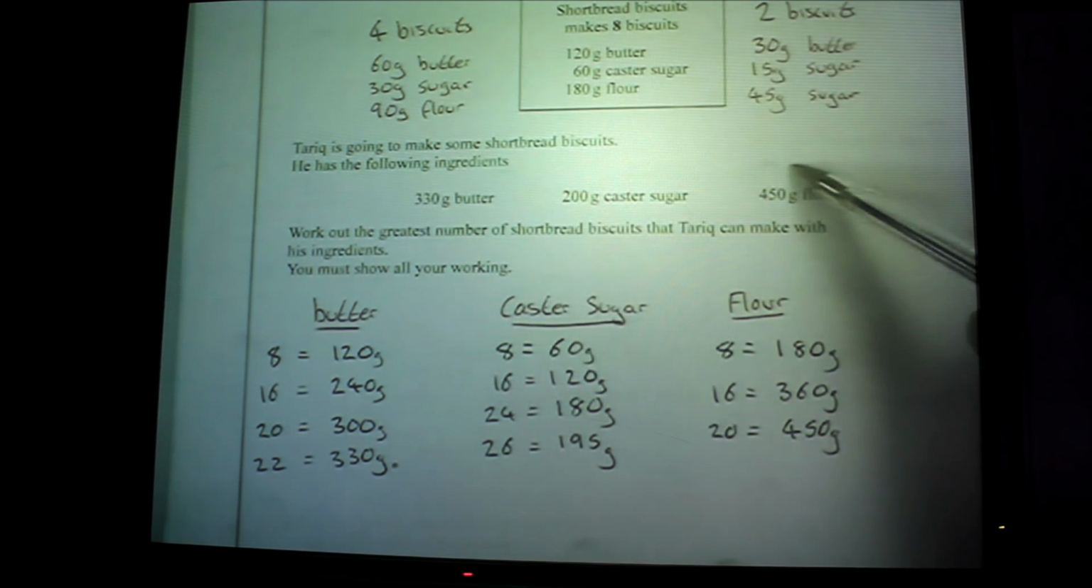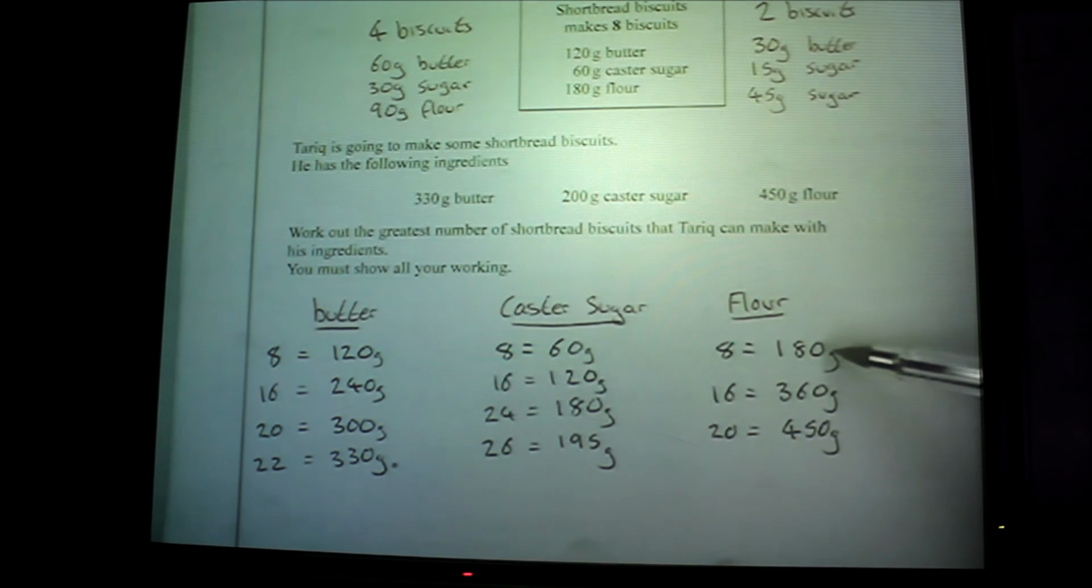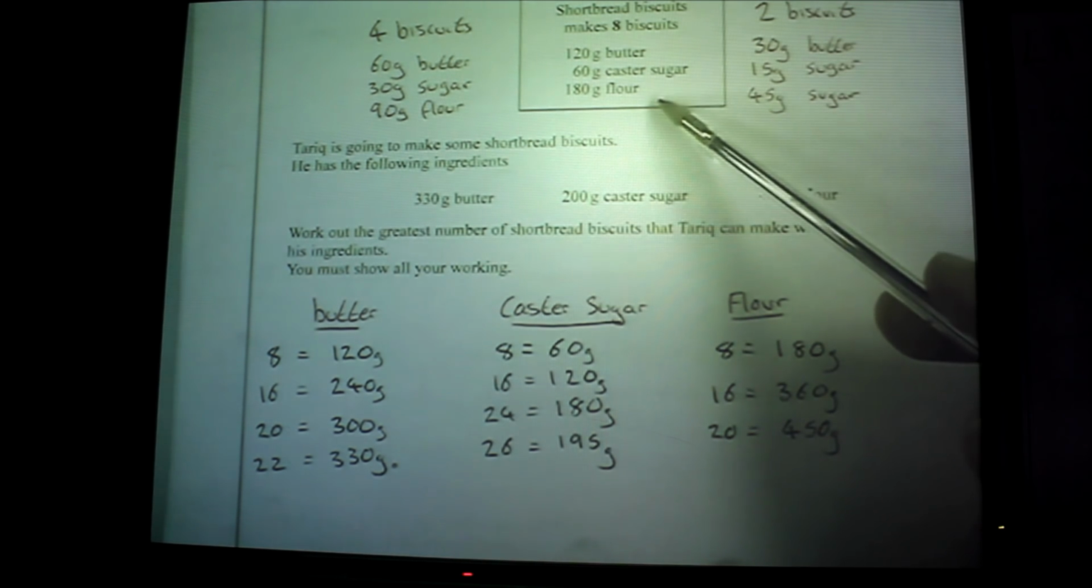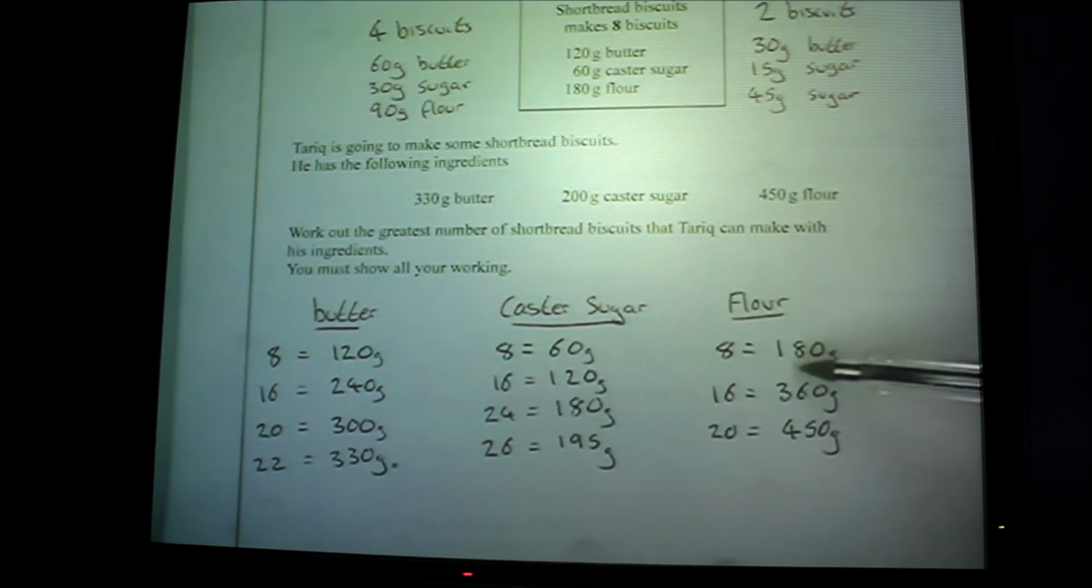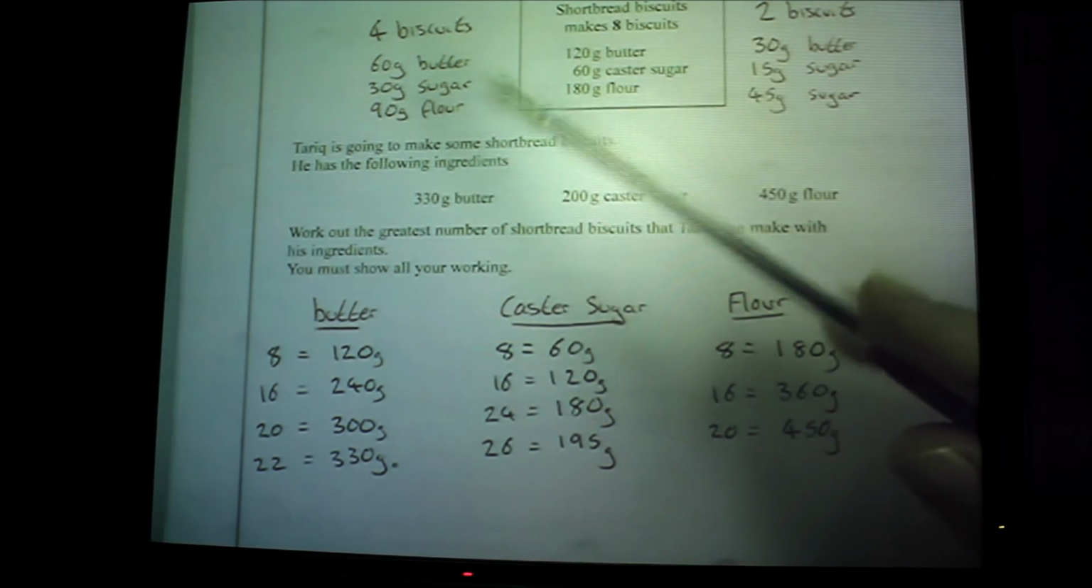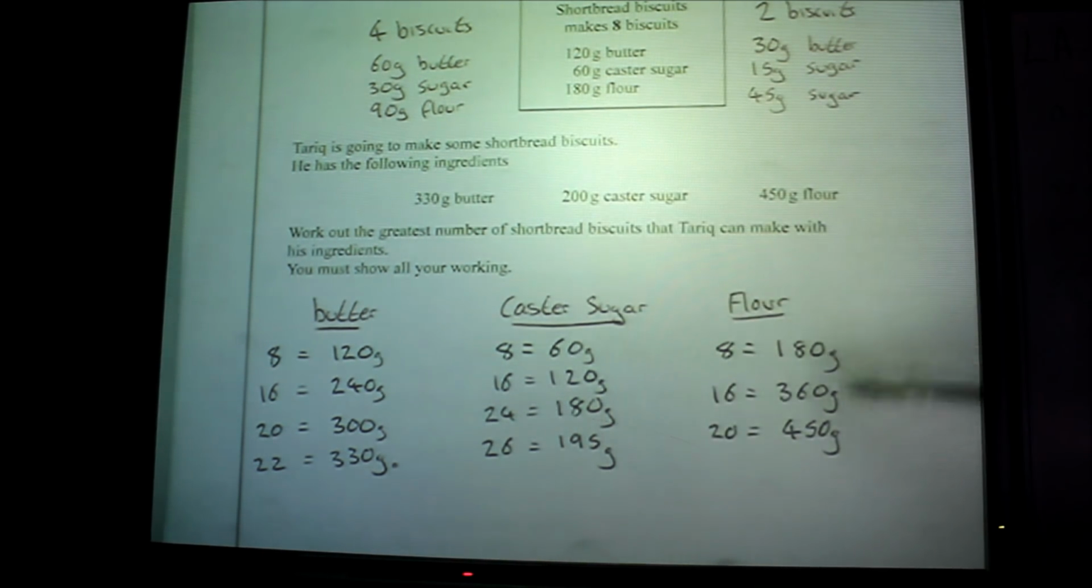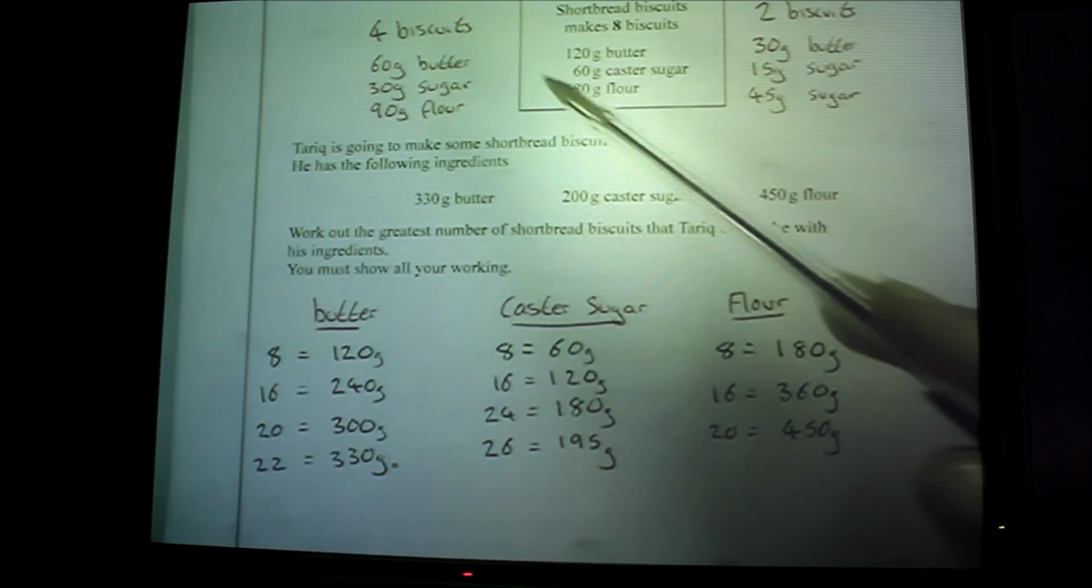So he's got 450 grams of flour, so he can make 8 biscuits with 180 grams. So with that you make 16 biscuits, look, with 360 grams, because I've just doubled that up there. And I can't add another 180 on because it'll go over 450. But I did notice I can add 90 on there, look, to take it up to 450, which will be 20 biscuits. 8 add 8 add 4 up there.